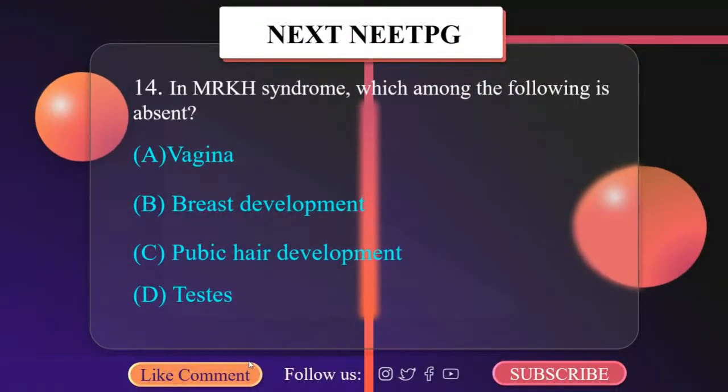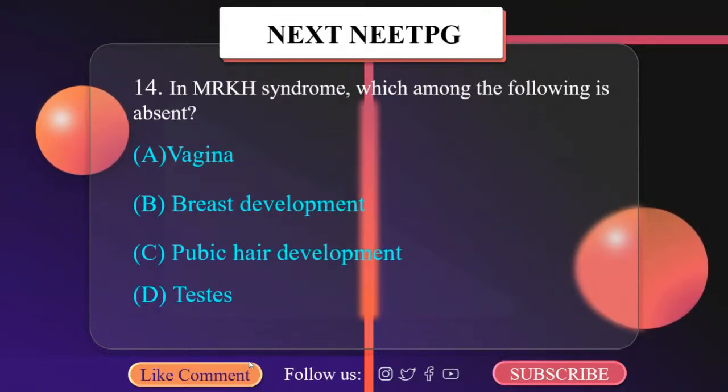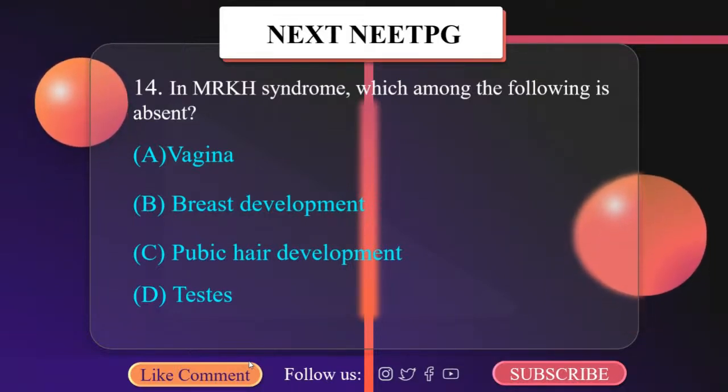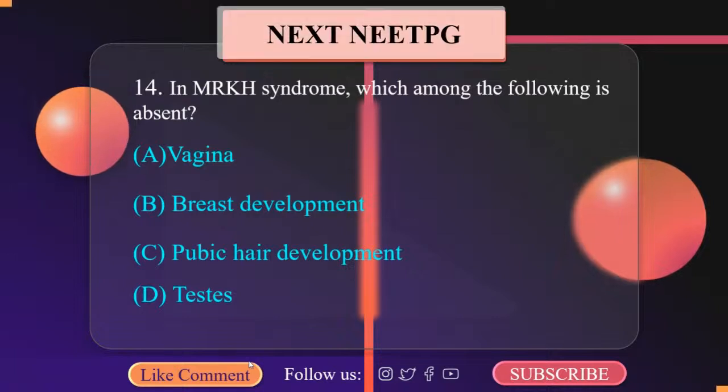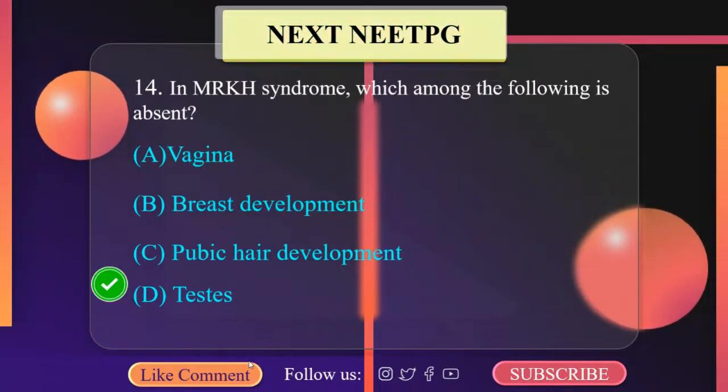In MRKH syndrome, which among the following is absent? A. Vagina, B. Breast development, C. Pubic hair development, D. Testis. It is testis. Testis is characteristically absent in MRKH syndrome.